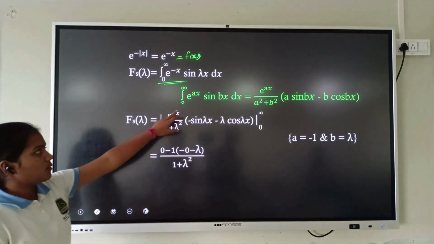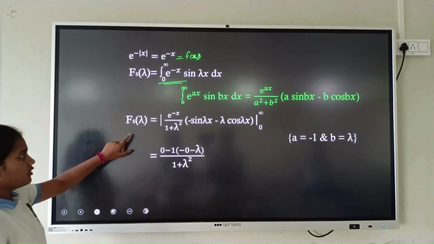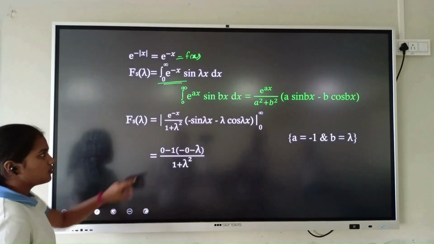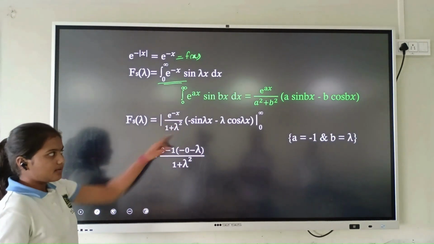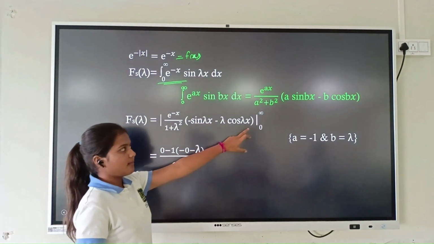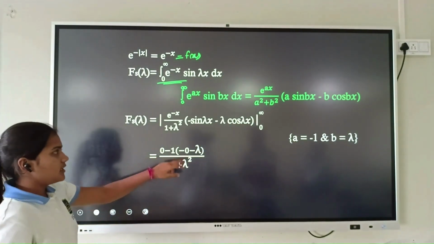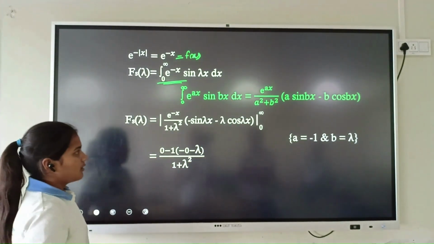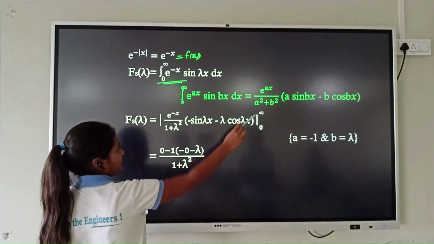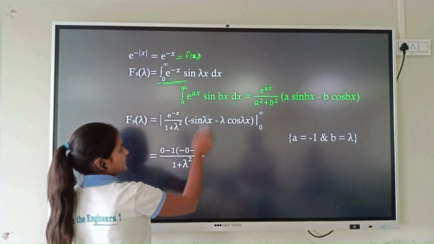Using this formula, our value of a is minus 1 and value of b is lambda. So putting these values, f_s of lambda is equal to e raised to power minus x upon 1 plus lambda square into minus sine of lambda x minus lambda cos of lambda x. The integration varies from 0 to infinity, so here we put the upper limit and lower limit. First putting the upper limit infinity, e raised to minus infinity is equal to 0, so the whole term becomes 0.